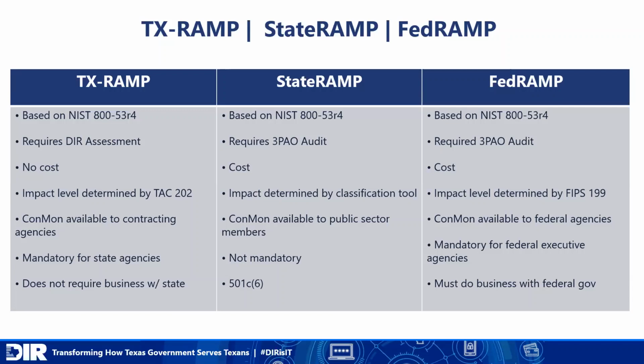The impact levels are also a distinction here. Impact level in our case is determined by the TAC 202 definitions of the low, moderate, and high impact information resources. In StateRAMP, they've developed a data classification tool that helps determine which level is appropriate for a given service provider. And then FedRAMP obviously is leveraging federal standards through FIPS 199 information types and the low, moderate, and high requirements for confidentiality, integrity, and availability to make those determinations.